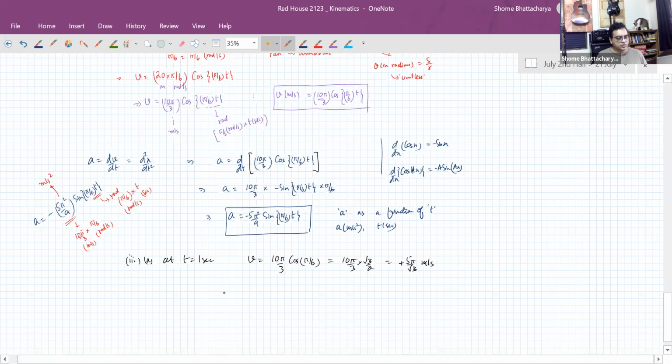Then the acceleration at the same time will be minus 5 pi square by 9 sine pi by 6, and sine pi by 6 is half. So the acceleration will be negative in direction and will have a magnitude of 5 pi square by 18 in meters per second square. So you can see that at this moment of time, V and A are opposite to each other.